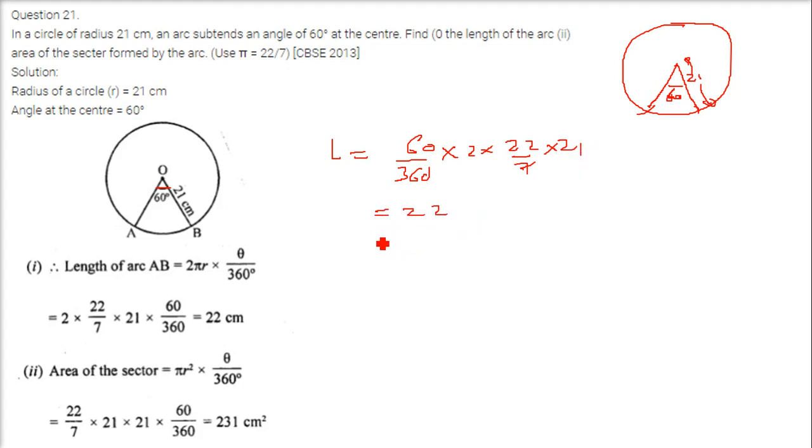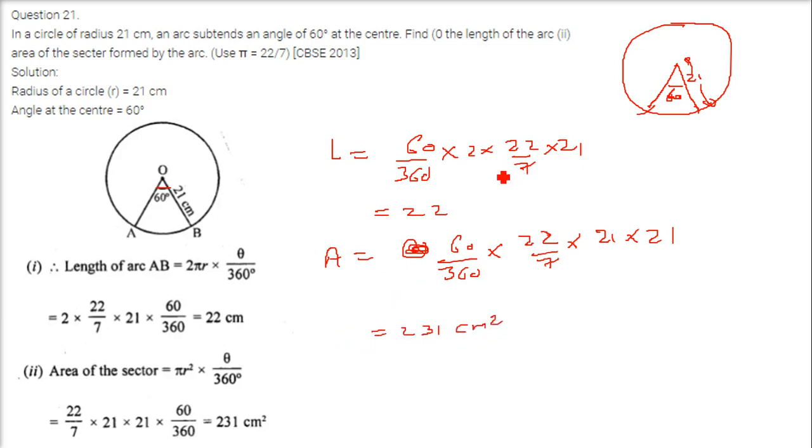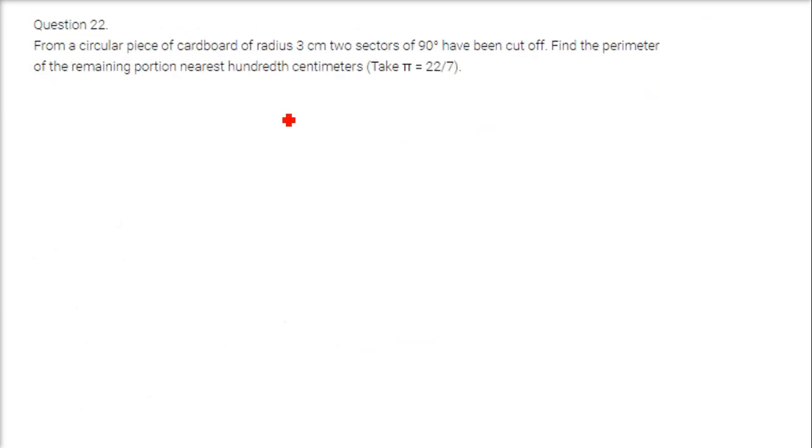Then we have area of sector. So area of sector, directly formula we have. Area is theta by 360. Let me write the values directly, 60 by 360 into pi r square. So 22 by 7 into r square, that is 21 into 21. So this will come as 231 centimeter square. This will be in the centimeter square, and this will be in centimeter.